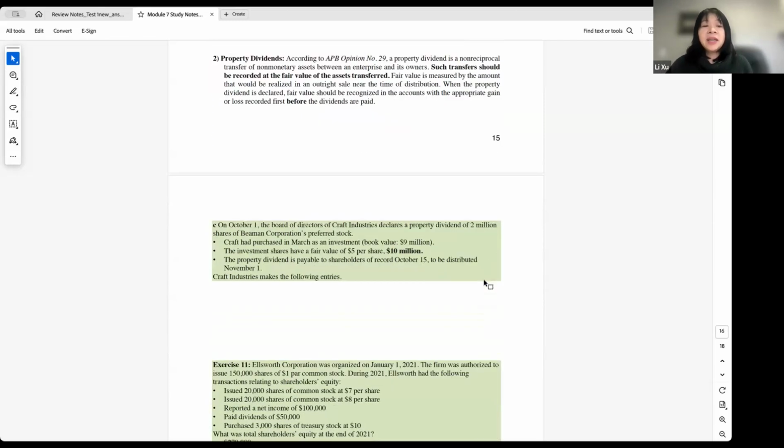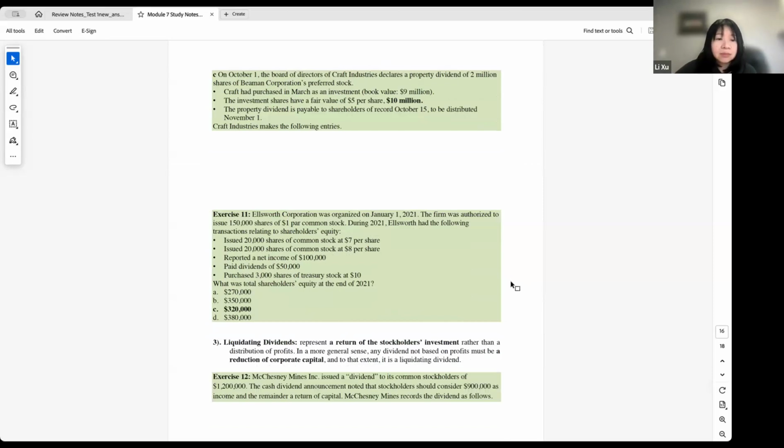Property dividends, again, one tiny multiple choice question will be related to this. So make sure you know how to do it. The only difference between cash dividends and property dividends is that for property dividends, you have to mark to market before you do any journal entry. Any property you have sits on your balance sheet at historical cost. So at the time you pay it out, you have to recognize the fair market value, recognize gains and losses, then do the normal journal entry related to dividends.